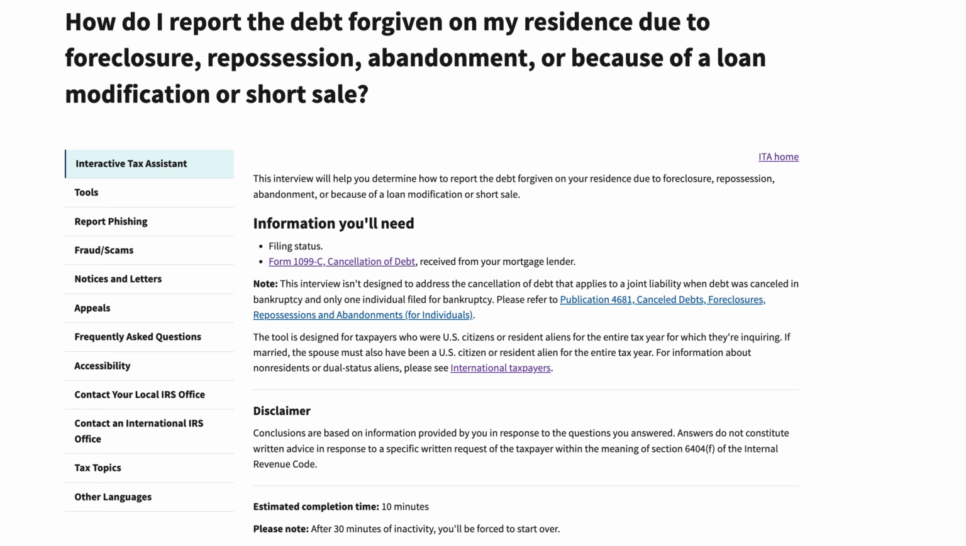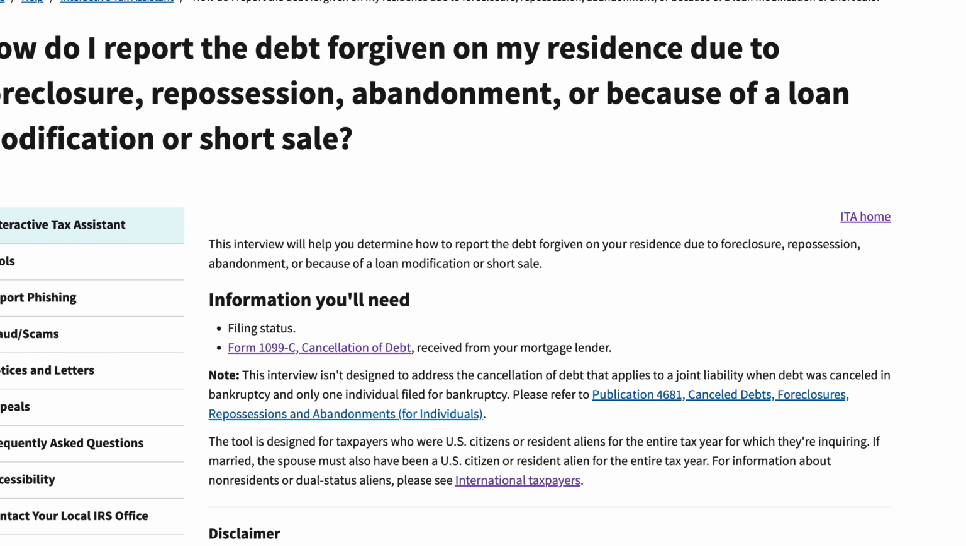So you'll need to know your tax filing status, and you'll also need a copy of your Form 1099-C, cancellation of debt, which you should receive from your mortgage lender no later than January 31st of the year after your forgiven debt. So this should take about 10 minutes. We'll go ahead and begin.